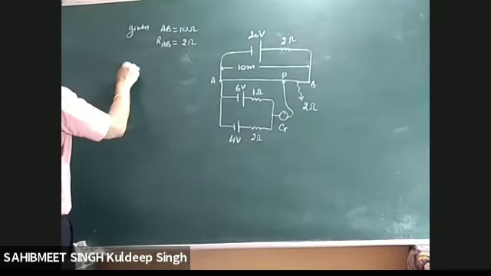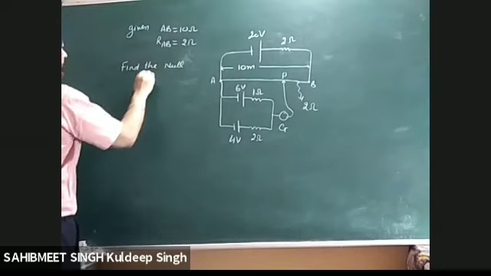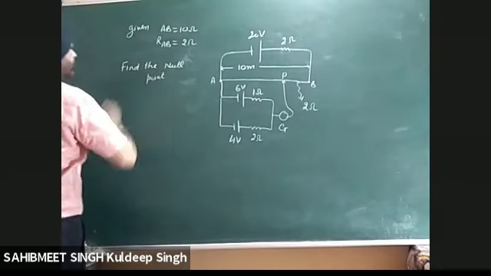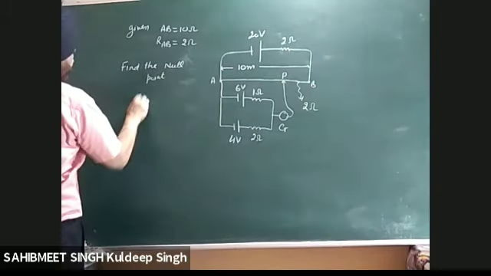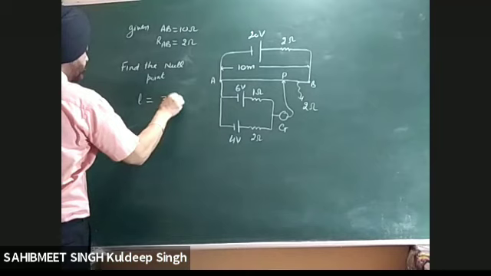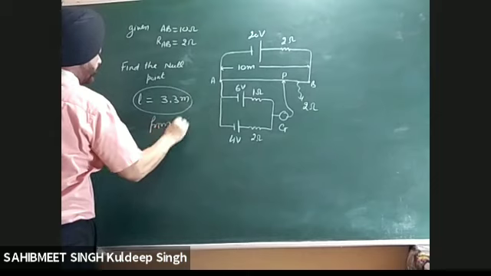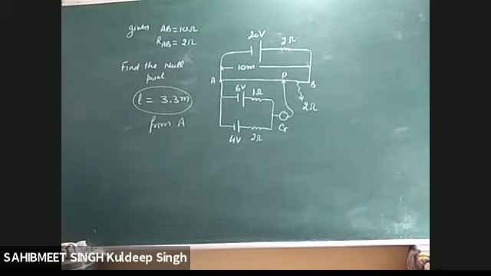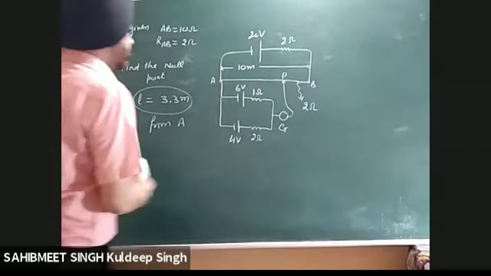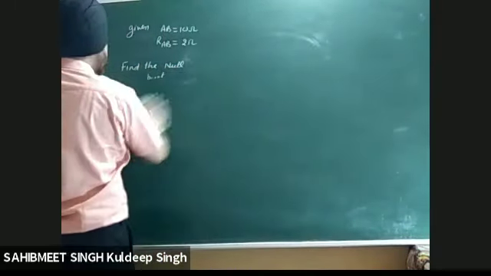Find the null point. You have to find out the null point. And I have the answer: 3.3 meter from A, from here 3.3. Right? So this is your homework. It is quite similar to the previous question we have done.